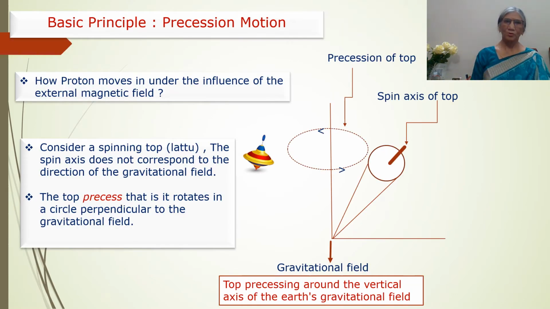The spinning of a proton under the influence of an external magnetic field can be compared with a spinning top. The spin axis of the top does not correspond to the direction of the gravitational field. It shows precessional motion, that is, it rotates in a circle perpendicular to the gravitational field. So we say the top precesses.